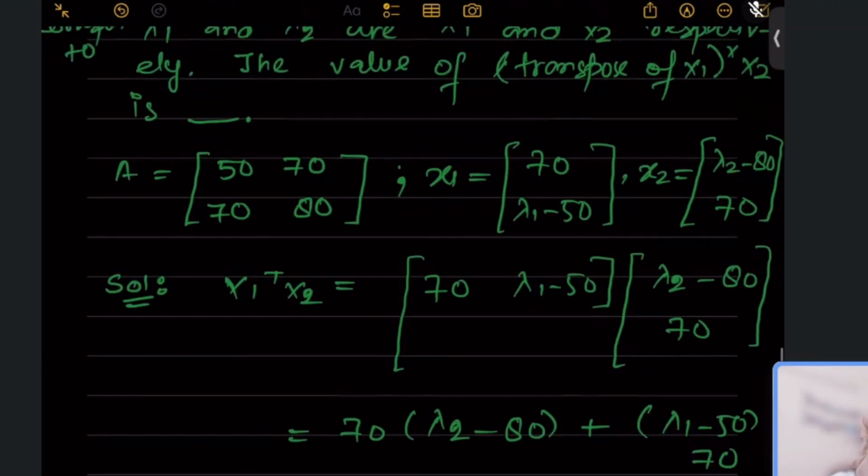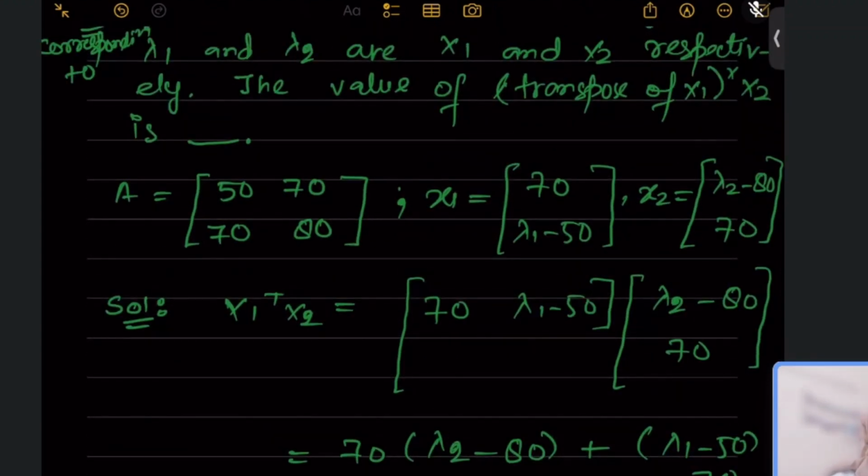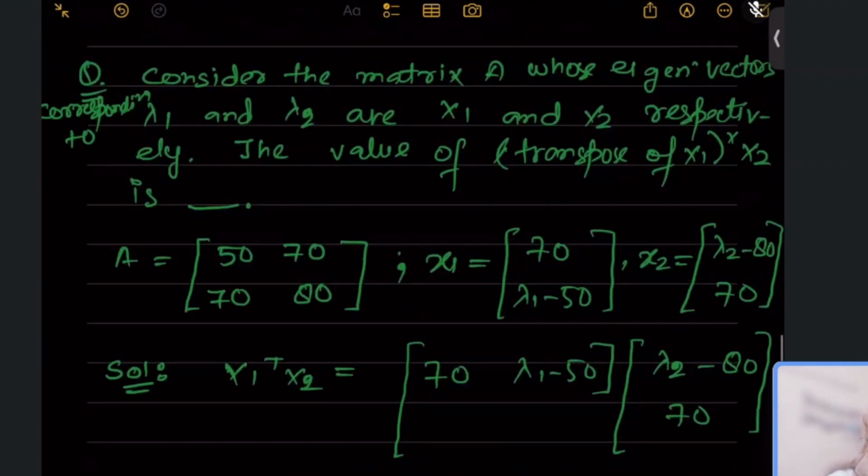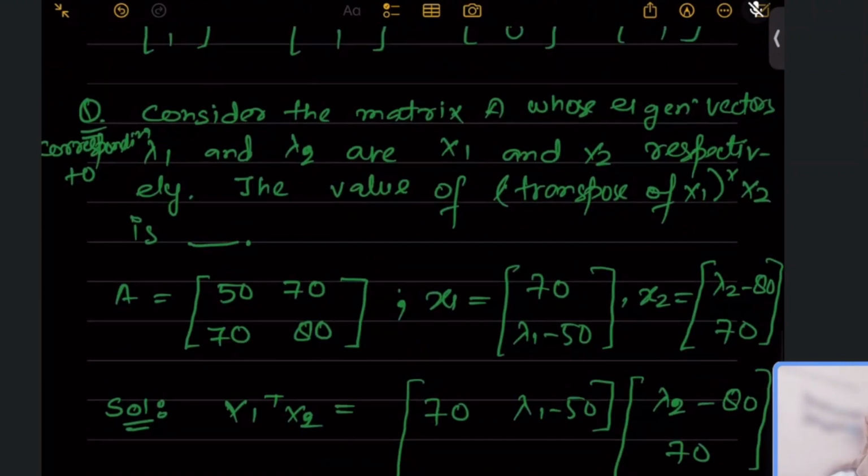There was an alternative way that you could first find simply the eigenvalues of the matrix A, then put them in x1 and x2, and after that perform the same steps. But now I will tell you a short trick for this question. If you look at the matrix A, it is a symmetric matrix. Here you have 70, 70. So the transpose will be the same as the matrix.